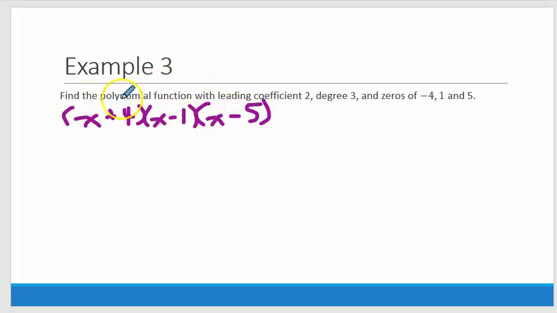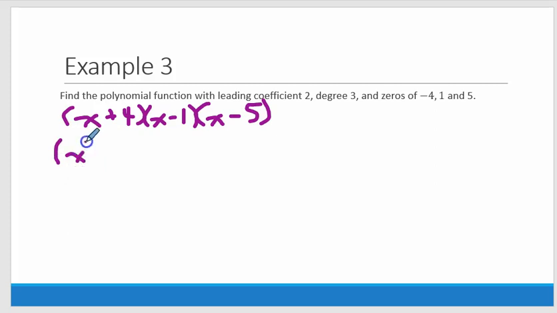For distributing these out, it doesn't matter which two you multiply together first. You can do the first 2 factors or the last 2 factors or the outside factors if you want. Whatever is easiest to you is fine for now. I'll give you some hints later when we're dealing with complex numbers. So I'm just going to multiply x plus 4 times x minus 1 to begin this.